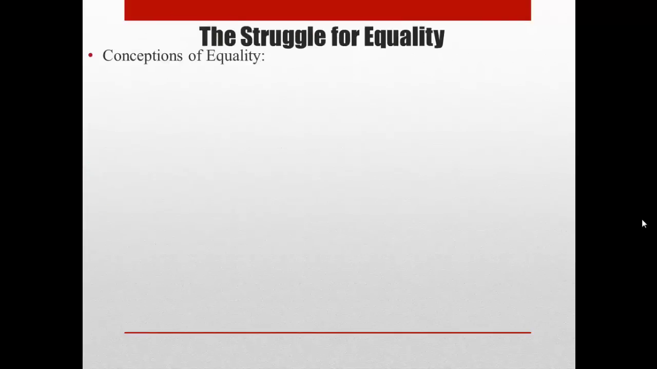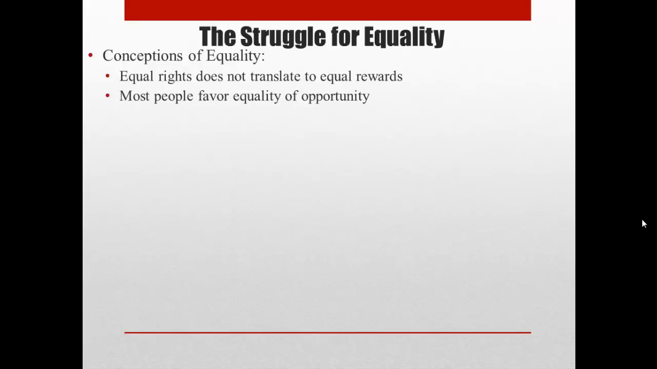So let's talk about the struggle for equality. Equal rights does not translate to equal rewards, and many people favor equality of opportunity. So to make sure that everybody has a chance to succeed, what they do with that opportunity is up to individuals. It's what many Americans and many people believe. As long as there is a level playing field for opportunity, that's what they want to focus on.